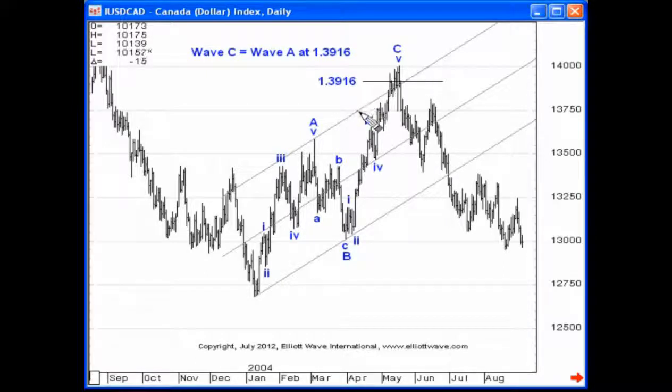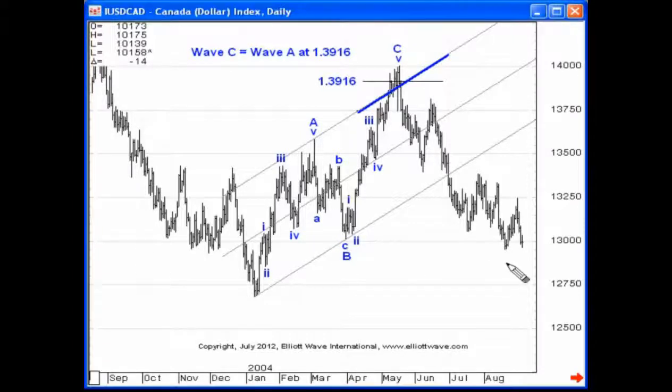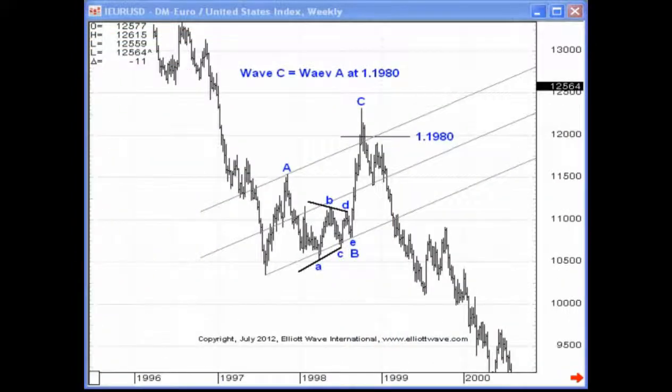Notice this is the upper boundary line of what I call a corrective price channel. Let me make that line just a little more thick so you can differentiate it. There we go. Again, counter-trend price action tends to be contained by parallel lines. Now let's look at another example of a zigzag.